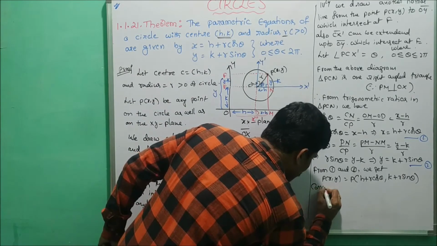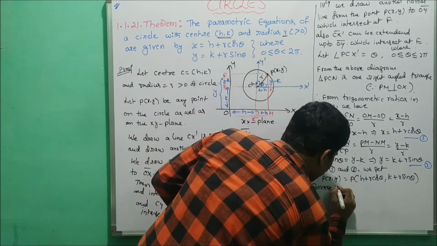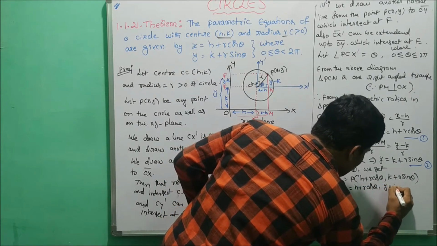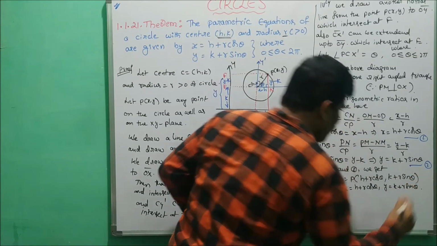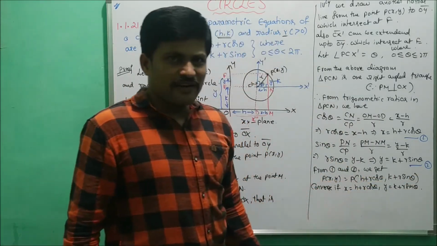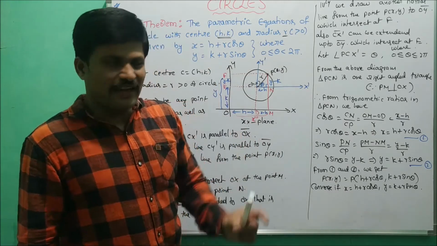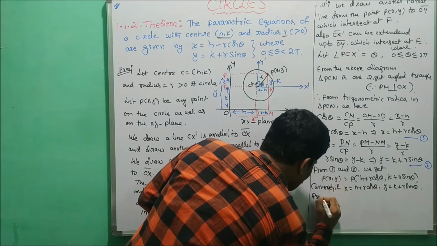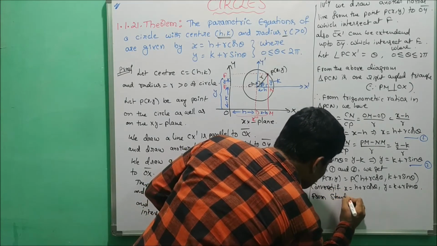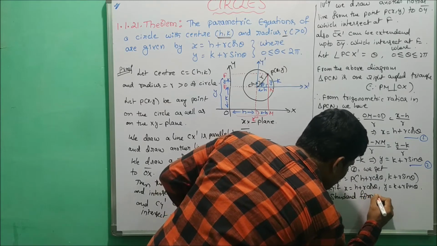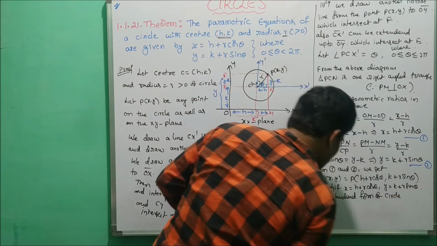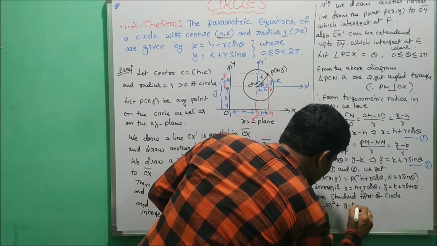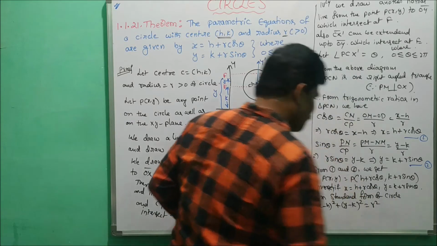Conversely, if we take x equal to h plus r cos theta and y equal to k plus r sin theta, these two equations can be substituted in the standard form of the circle, that is x minus h whole square plus y minus k whole square equal to r square.